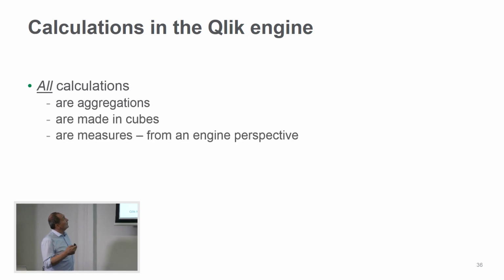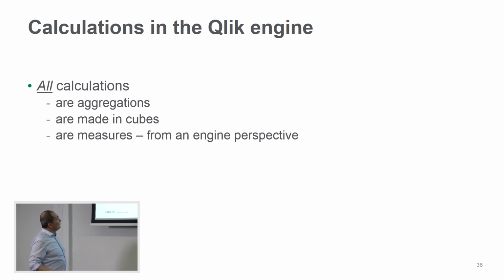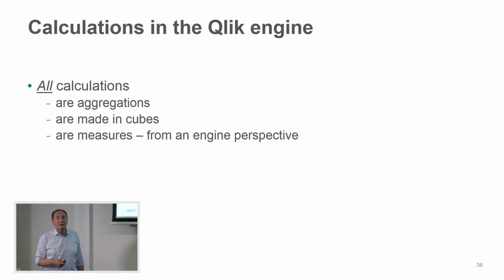So, summary. All calculations are aggregations. You cannot write a calculation in QlikView or Qlik Sense without the calculation engine trying to aggregate something. They are made in cubes, and an aggregation is just another word for a measure. For the engine, it doesn't matter how you use the aggregation. You can use it to color the bar just as well as drawing the height of the bar. So don't think of measures just as the height of the bar. It could also be anything really, from an engine perspective at least. Maybe not when you talk to the customer, but that's a different thing.